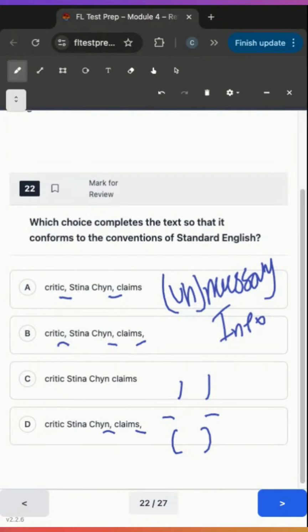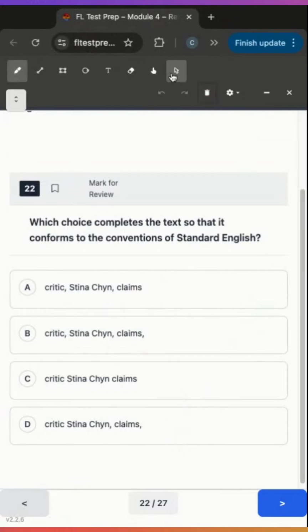If the meaning changes or it stops making sense, that tells you that information is necessary, and if information is necessary, you don't put punctuation around it. But if the meaning or function doesn't change, it means it's unnecessary and you need punctuation surrounding it. That's how you tell what the correct answer is. So let's take a look.